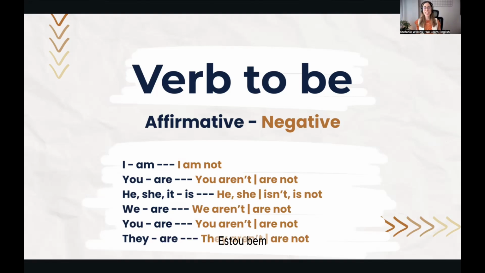We say, I am, or the contracted form, I'm, okay? This is affirmative. I am or I'm. Good. You are or you're, the contracted form. He, she, it is. So we say he's, she's, it's. Okay? We are, we're, the contracted form. You are, you're. Again, if it's singular or plural, it's you. Okay? And they are, they're. Well done. So again, as I said, you can pause the video and repeat as much as you want.